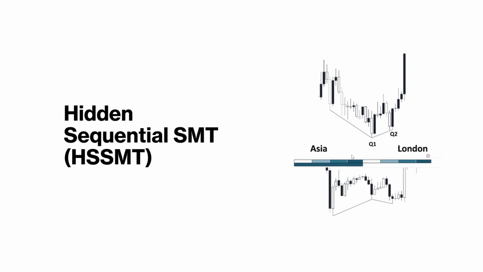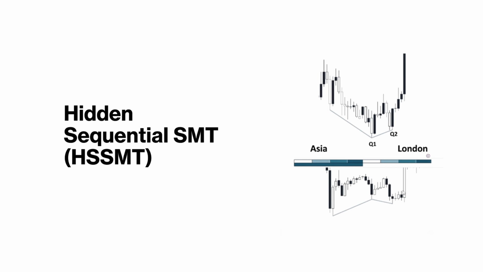For example, this. We've got Asia here, London here, quarters by the way. This is Q1, this is Q2, etc. Now, this itself is an SMT, we know that, right? SMT divergence. But a hidden sequential SMT is simply a body, like we said, the body itself.